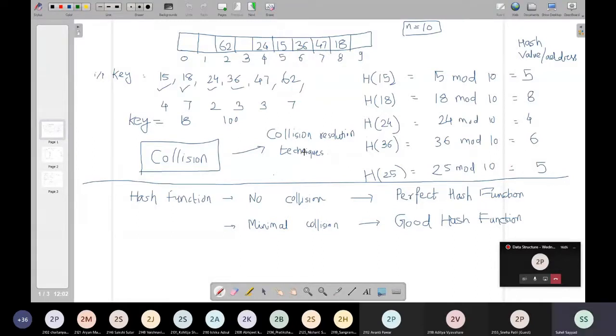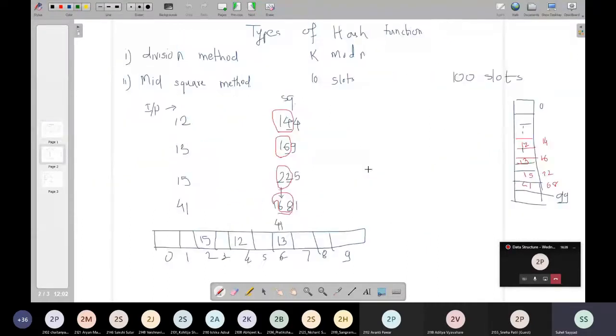Now, apart from this modulus operator, that is the division method, we discussed a few more types of hash function in the last lecture. The next one was the mid square method. In the mid square method, we calculate the square of the given input key values, and then we pick the middle digits. How many digits to be picked depends on the number of slots available. If you have 1 to 10 slots available, then one digit is sufficient to pick from the middle. If you have 11 to 100 slots available, then you need 2 digits from the middle, and so on.